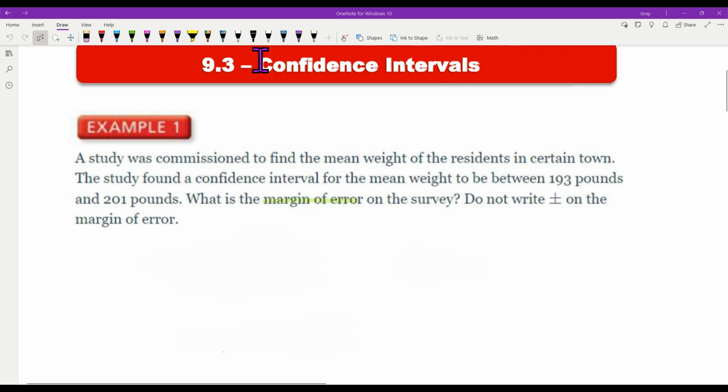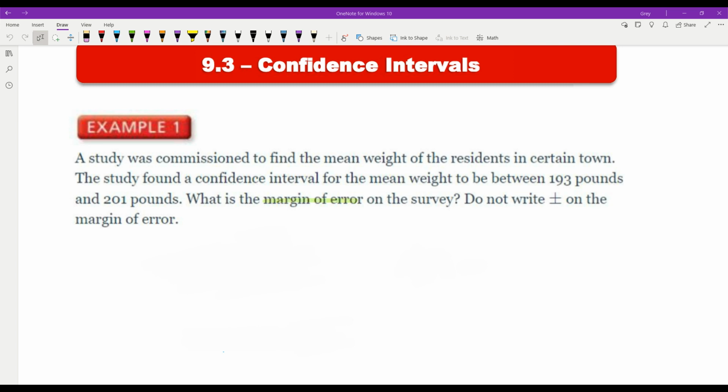Now, before we can actually build those confidence intervals and talk about them, I need you to know what a margin of error is. The best way, I think, is to show you an example. A study was commissioned to find the mean weight of the residents in a certain town. The study found a confidence interval for the mean weight to be between 193 pounds and 201 pounds. What is the margin of error on the survey? Do not write plus or minus on the margin of error.